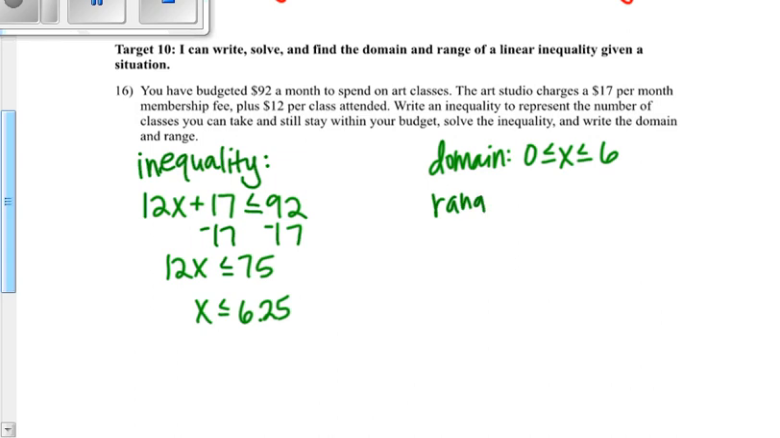The range is going to be how much we're going to spend. If we don't take any classes, we still have that $17 per month membership fee. And if we take all 6 classes, sorry if you can hear the announcements behind me, that would be $89, which is within your budget of $92.